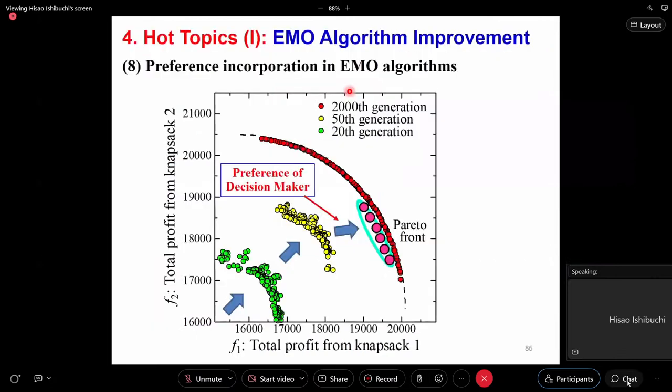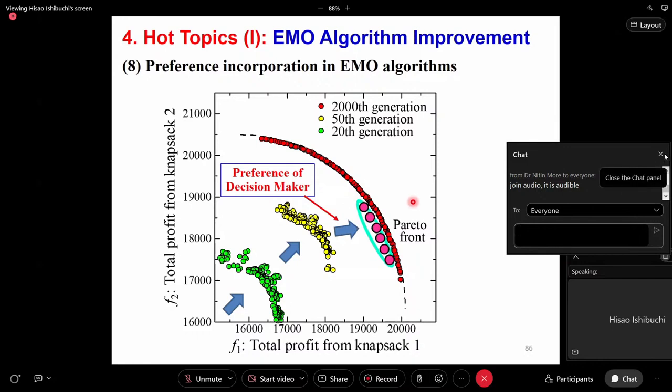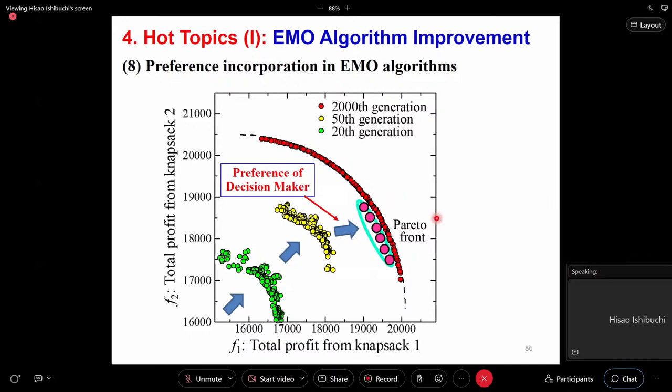And those stored solutions can be used for improving the MO algorithms. Another hot topic is the use of decision makers' preference. The basic MO approach is to find a large number of solutions along the Pareto front. However, if we can utilize the decision maker's preference, if the decision maker wants to have a good solution for F1, then we can adjust the search toward this direction to focus on some special region. We call that the region of interest. We can bias the search towards some special region. This is the idea of preference incorporation in MO algorithms.